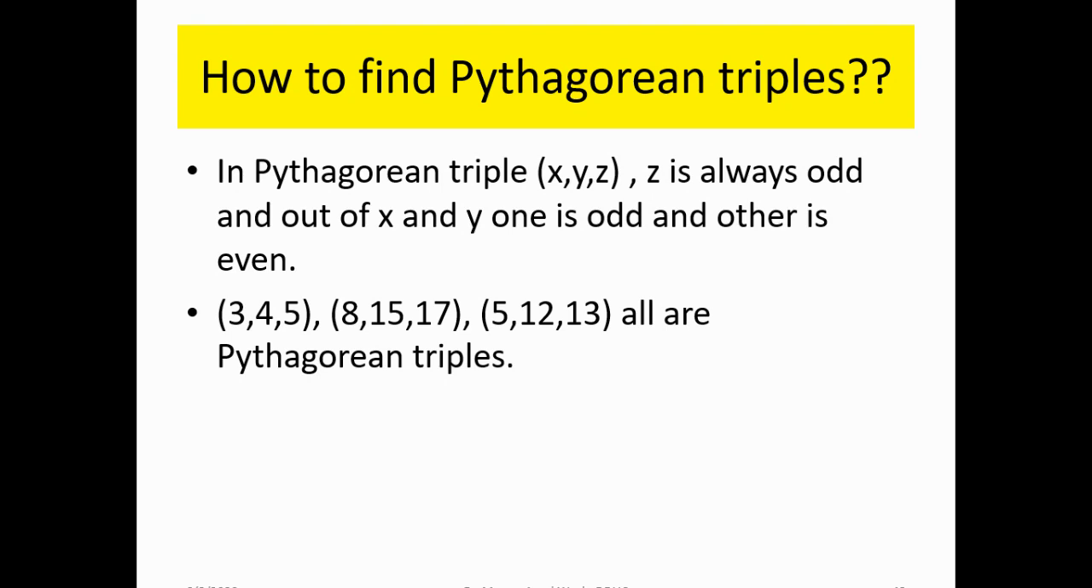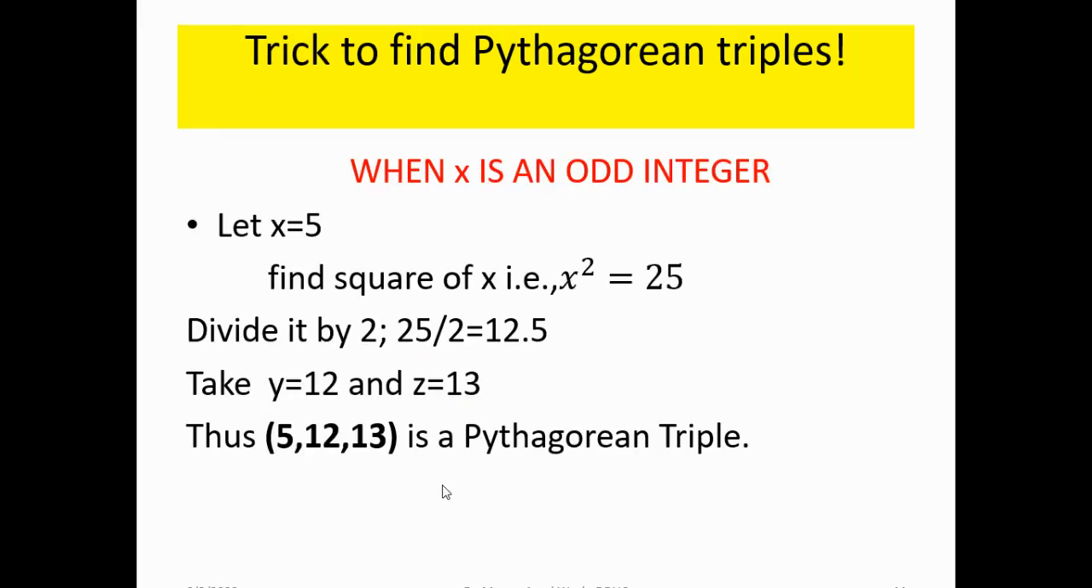Now let's see how to find Pythagorean triples. There is a little trick to find Pythagorean triples without any long calculation. In a Pythagorean triple x, y, z, z is always odd, and out of x and y, one is odd and the other is even. This we know. And 3, 4, 5; 8, 15, 17; 5, 12, 13 are Pythagorean triples. Now, the trick to find Pythagorean triples.